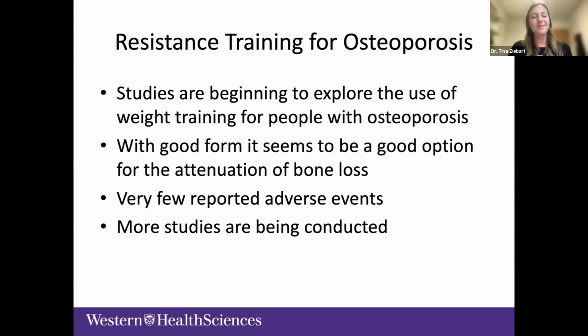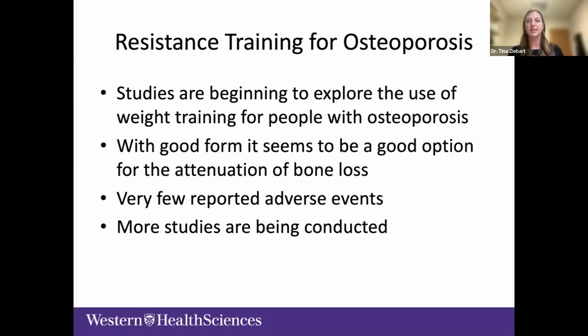And so, as I mentioned, exercise for people with osteoporosis is my area of expertise. Recently, studies have started to explore more resistance training for osteoporosis, and I think there was a little bit of a mental shift to say that resistance training can be safe for people with osteoporosis. With good form, it seems to be a good option to attenuate bone loss.